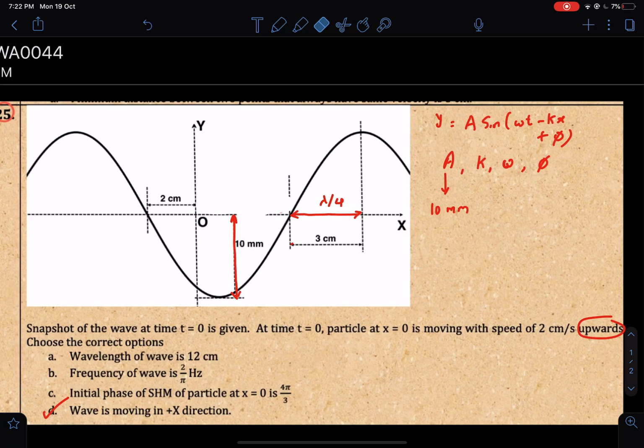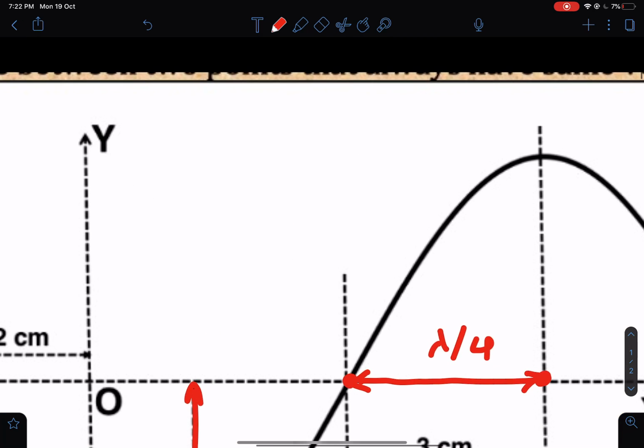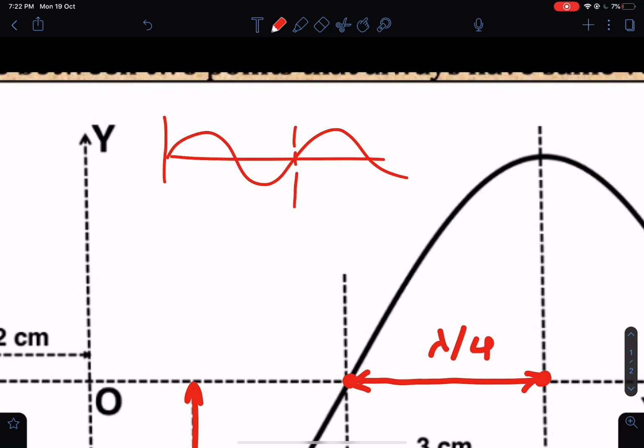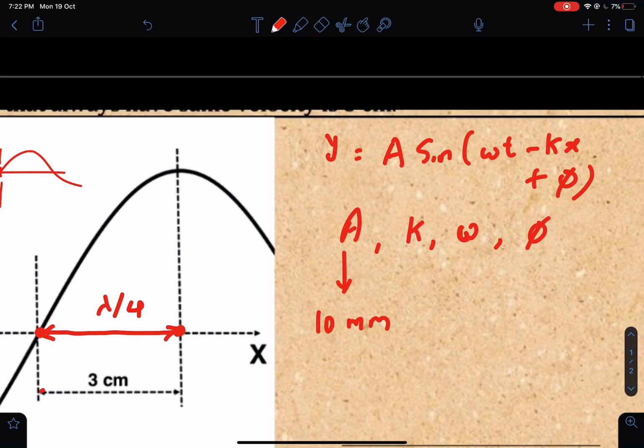Sorry, this is not lambda by 4. Between mean position and extreme position of a particle, you may know that if you draw a wave like this, then this entire thing is lambda, then this is lambda by 2, and half of that will be lambda by 4. So for a particle at mean position and a particle at extreme position, the horizontal distance between them is lambda by 4.